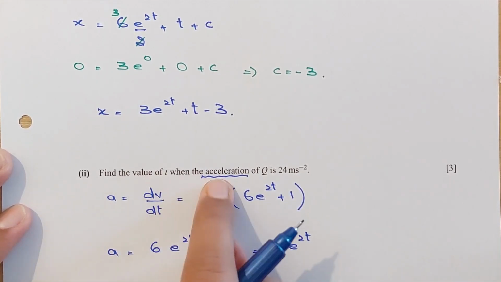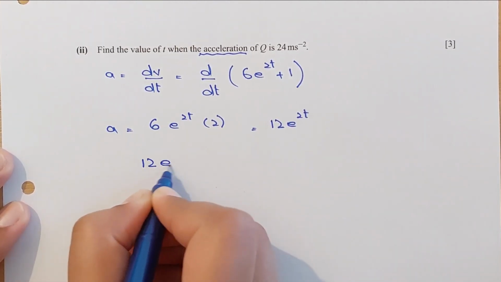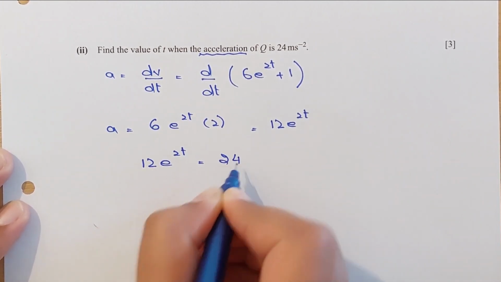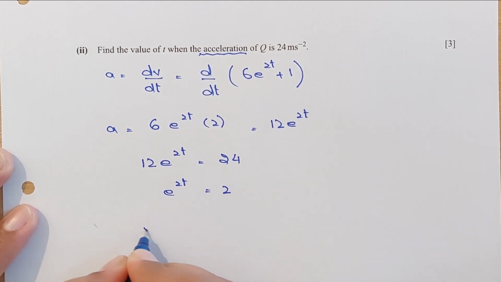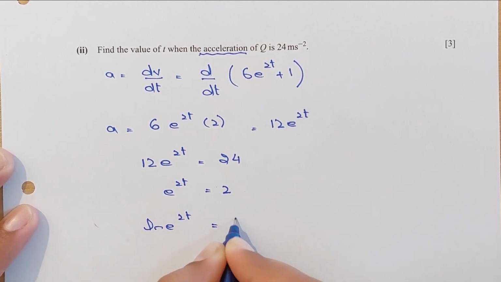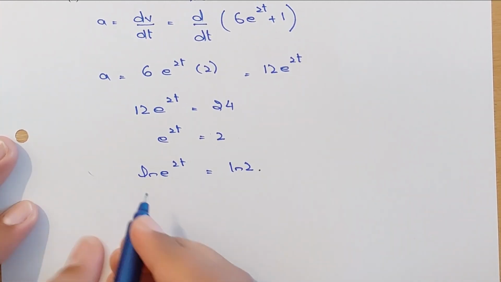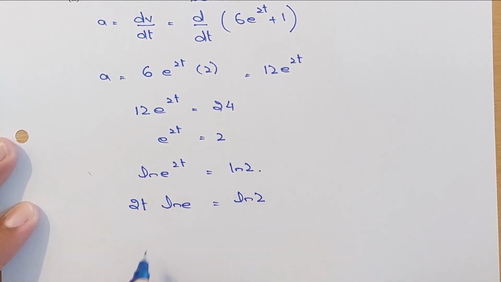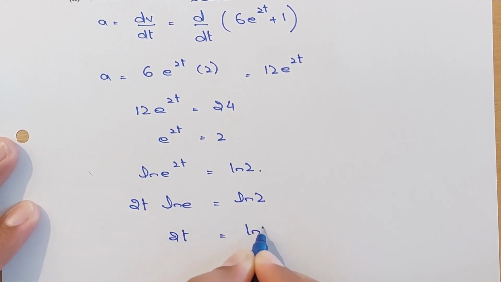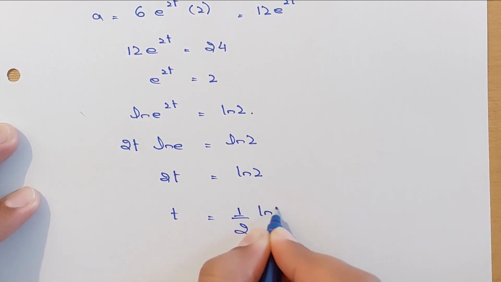We have to find the value of time when the acceleration is 24 meters per second squared. So put the acceleration equal to 24. 12 e power 2t equals 24. e power 2t equals 24 divided by 12, which is 2. Let me apply the natural log on both sides. ln e power 2t equals ln of 2. Applying the power property of logs, shift 2t before the natural log: 2t ln e equals ln 2. ln e is 1, so 2t equals ln 2, and the value of time is 1/2 ln 2.